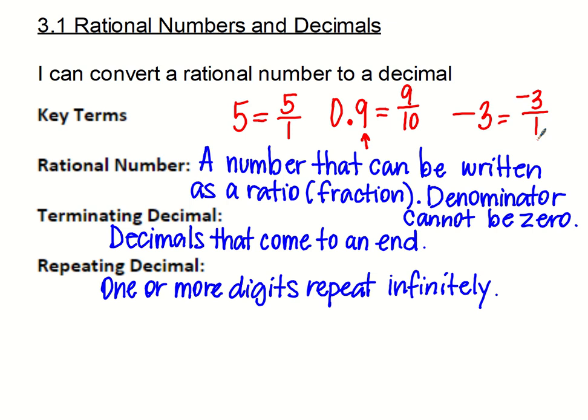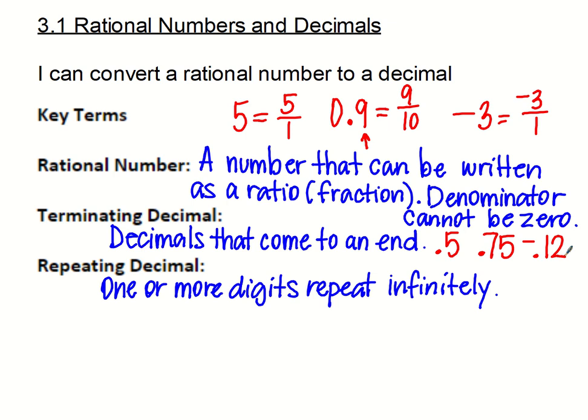Okay, the next one is terminating decimals. Those are decimals that come to an end. Some examples of that might be 0.5. You guys see 3/4 sometimes, so 0.75, -0.12. That's terminating. It can still be negative.